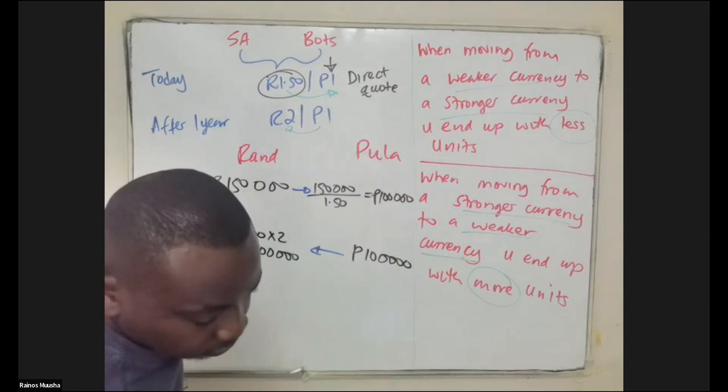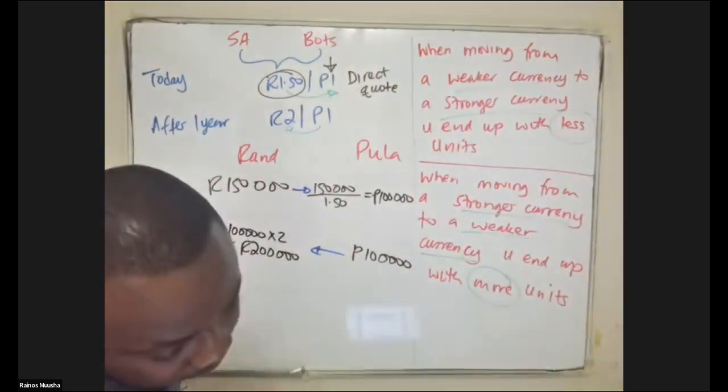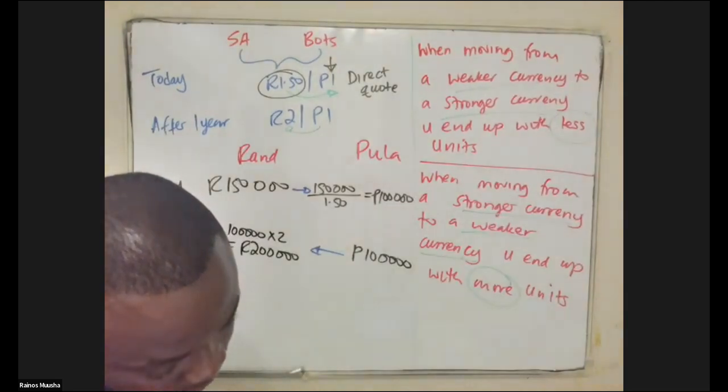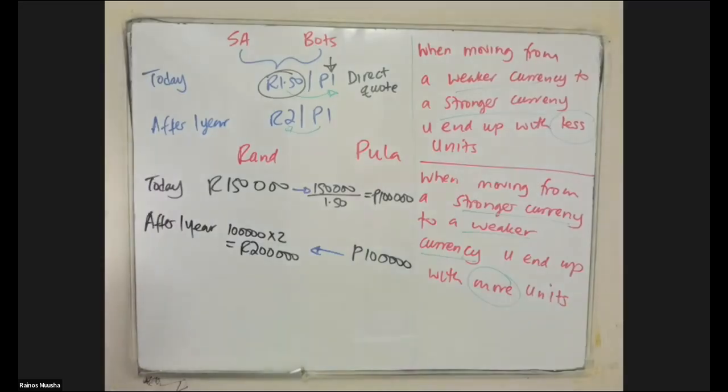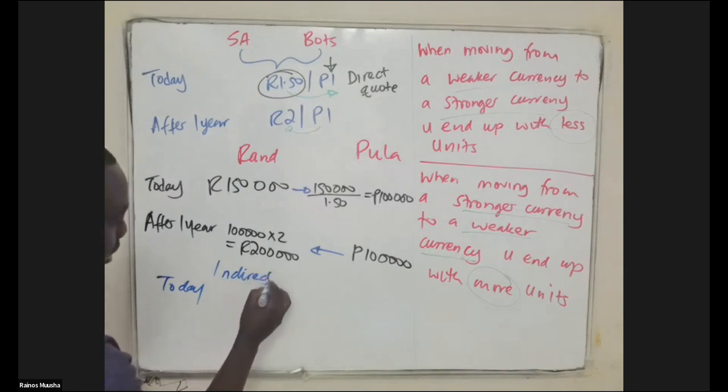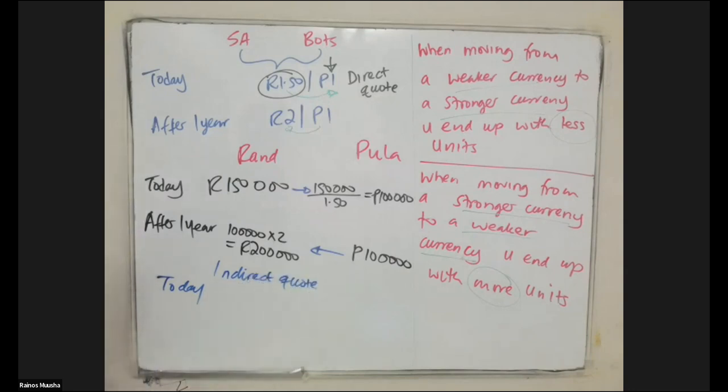Then for the indirect quotes, the indirect quote is the number of units of the foreign currency for 1 unit of the home currency. And here they say there is a reciprocal relationship between the two. The indirect quotation is equal to 1 divided by the direct quotation. So if you are given the direct quotation and you want to find out what the indirect quotation between the currencies is, you're going to say it's equal to 1 divided by 1.50. And if you say 1 divided by 1.50, how much do you get?